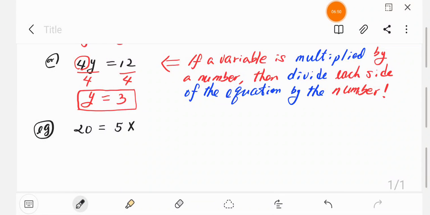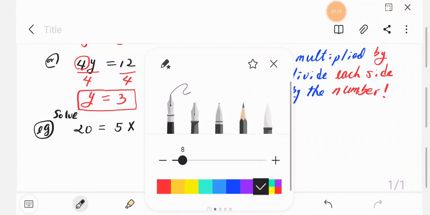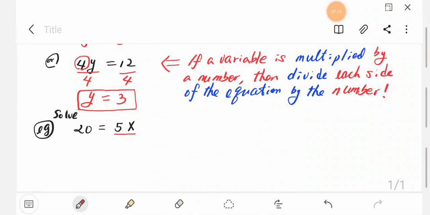Okay, let's try another example. Here's an equation, 20 equals 5x. When we solve this equation, solve the equation means what? Find the value of x. So look at this variable x, and the variable x is multiplied by a number 5. This is a multiplication, right? So in that case, what do we do? We can divide each side by the same number 5.